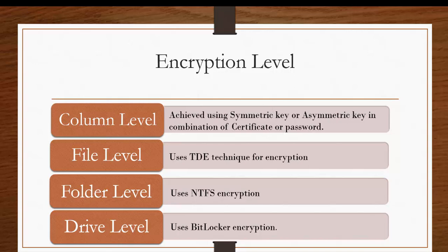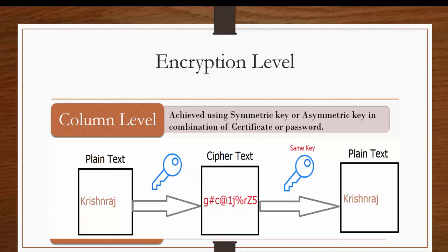What is a symmetric key? It is a technique in which only one key, the same key, is used for performing both the encryption and decryption of the data. It encrypts the plain text and converts it to cipher text using the key and some algorithm. And to decrypt that cipher text back to plain text, it uses the same key.